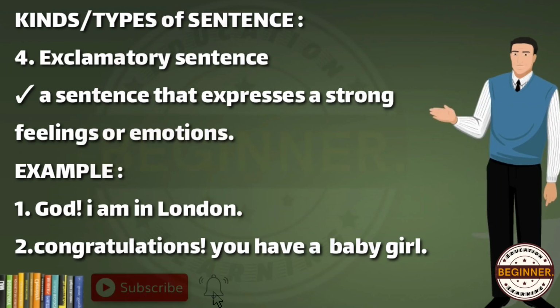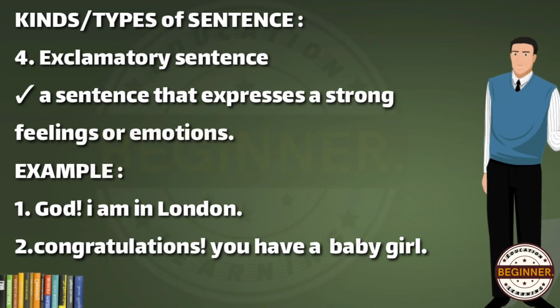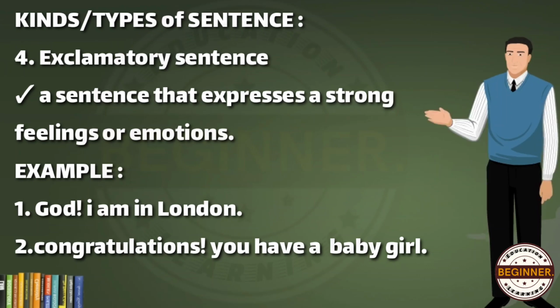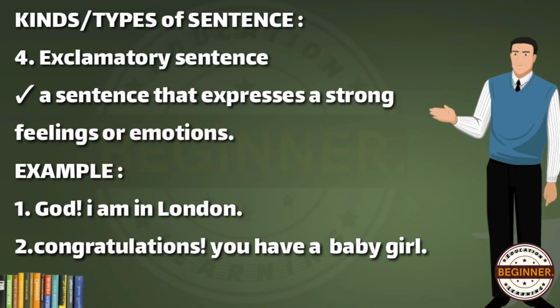Examples of exclamatory sentences: number one, God, I am in London. The word God here represents exclamation in the sentence. Number two, congratulations, you have a baby girl. Here, congratulations expresses the emotions and feelings in this sentence.